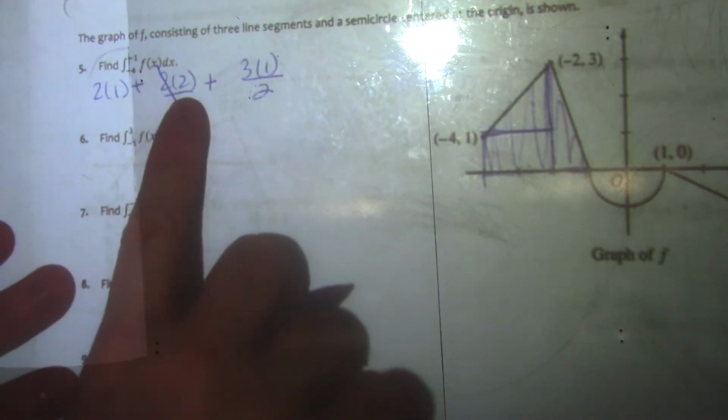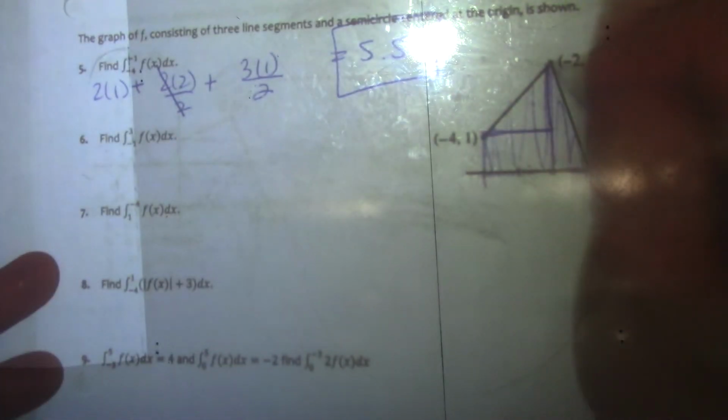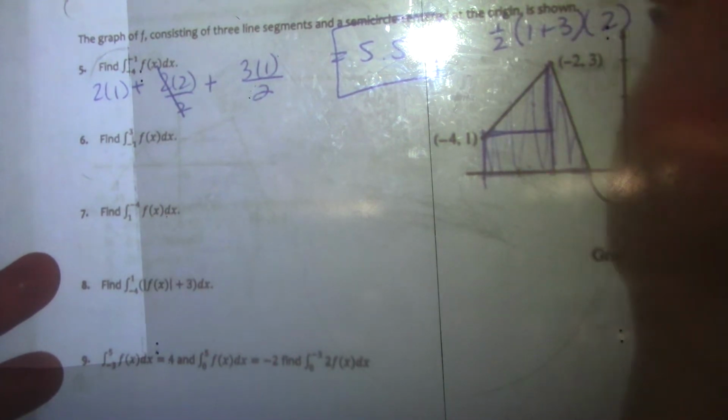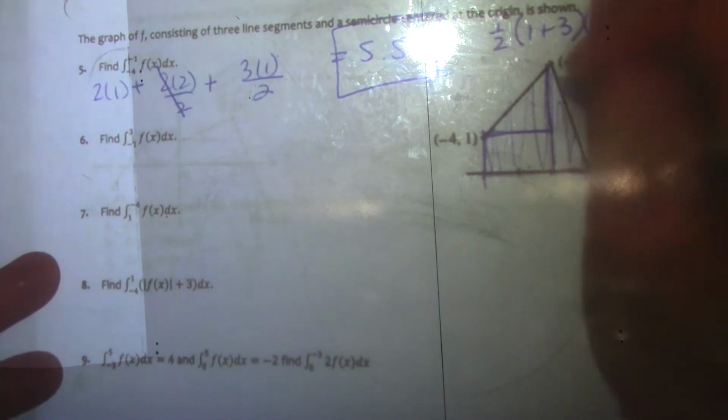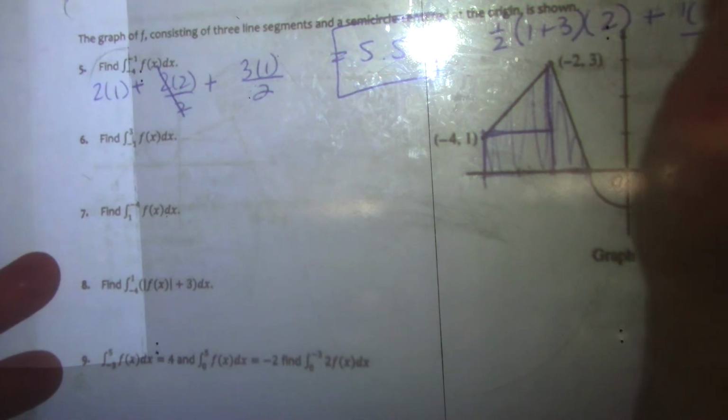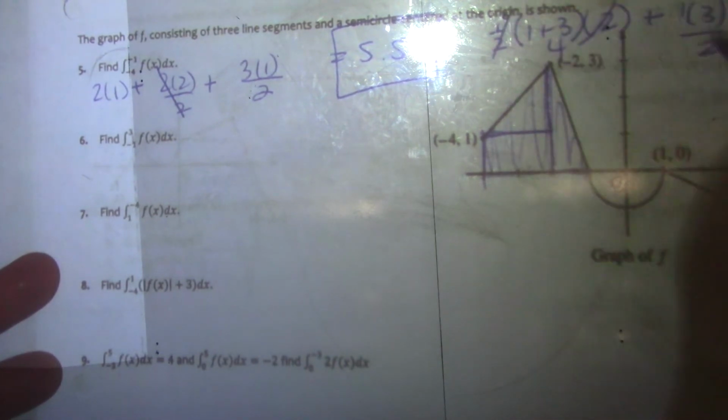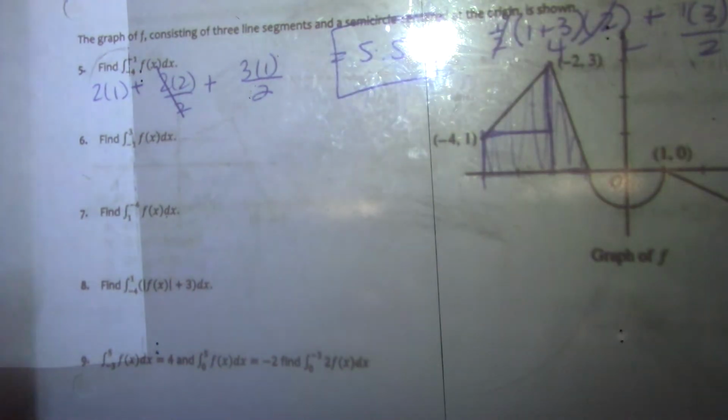2 plus 2 is 4, plus 1.5 is 5.5. You also could have just done the trapezoid, so the trapezoid would be 1/2 height of 1 plus 3 times 2. Plus this one, which is base times height, 1 times 3 over 2. This cancels out, you still get 4 plus the 1.5, which is 5.5.